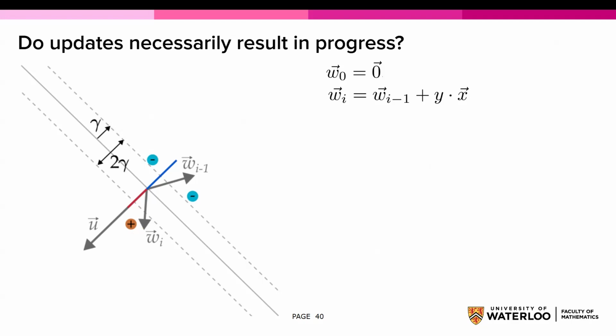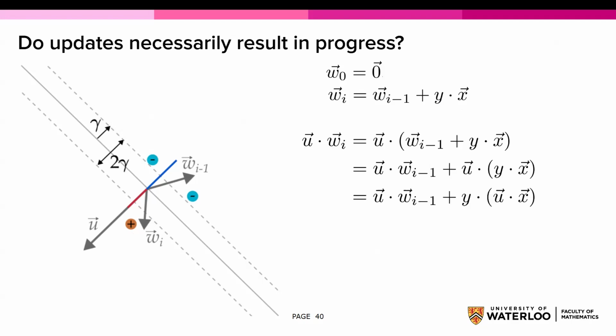So to test whether the update results in an increase in alignment between the model and the oracle, we can take the dot product of both sides of the equation with the oracle u. In this first line, we apply the dot product, and as the dot product has the distributive property, we can expand this to get the second line here. And finally, as the dot product is commutative, this last term can be rearranged to pull the y outside of the dot product between the oracle and the parameter vector.